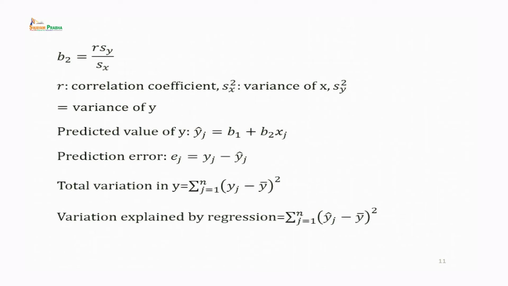An alternative formula for b 2 is r s y upon s x, where s x square is the variance of x and s y square is the variance of y. R is the correlation coefficient between x and y. Then predicted value of y is y j hat equal to b 1 plus b 2 x j. Prediction error is e j equal to y j minus predicted value of y. Now, the total variation in y: you take y j, subtract the corresponding mean, take square of this and take summation over j. This is the total variation of y's.